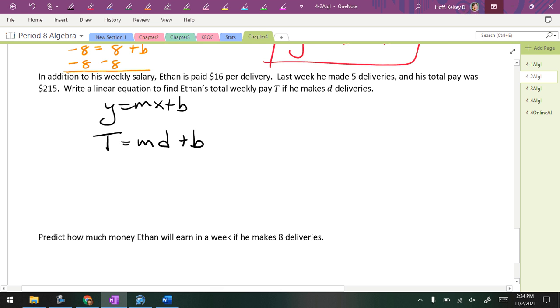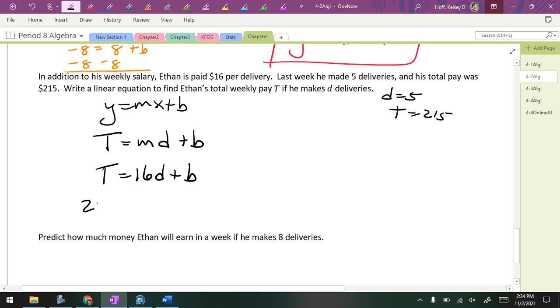Where in the world do I start on this? Same place you would if it was 5. Yes. So what is the slope? 16. He gets paid 16 per delivery. Per is that key word, so I already know I can put 16 in there. And then D is 5 and T is 215. So that's like an x comma y point.